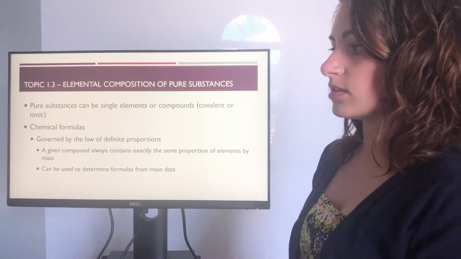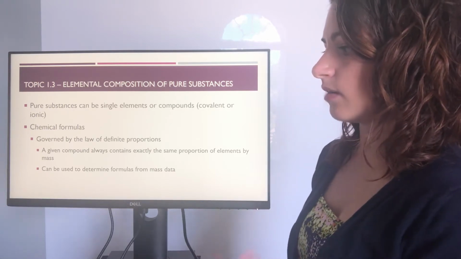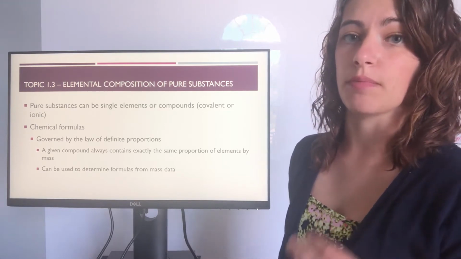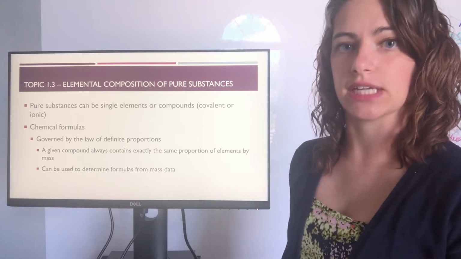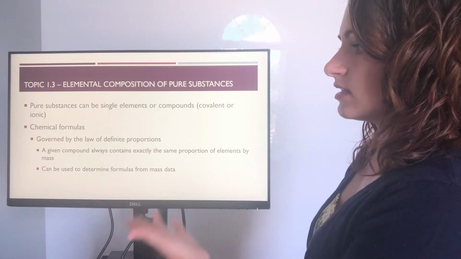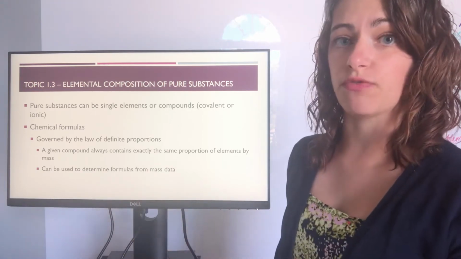Our chemical formulas are governed by the law of definite proportions, which says that a given compound will always have that exact same proportion of elements by mass. So that means water is always going to have 2 hydrogens to 1 oxygen. If it doesn't, it's not water. We can use this law of definite proportions and we can use mass data to determine formulas.